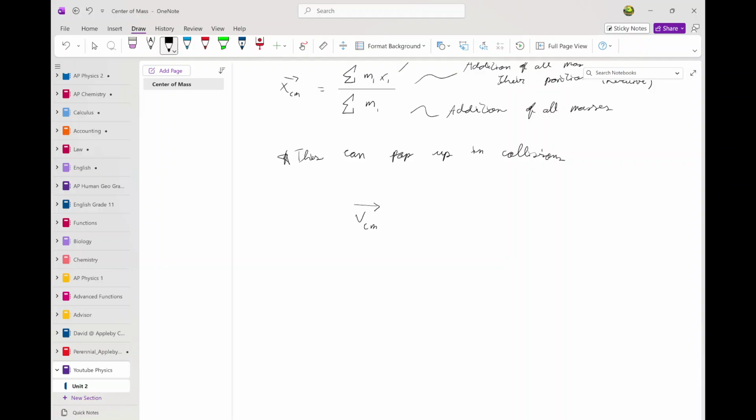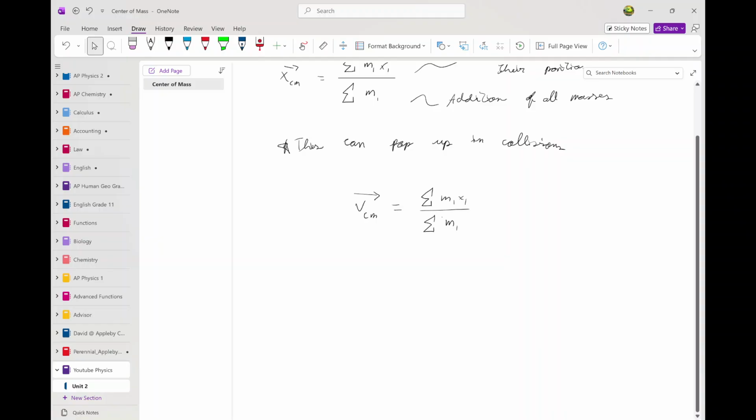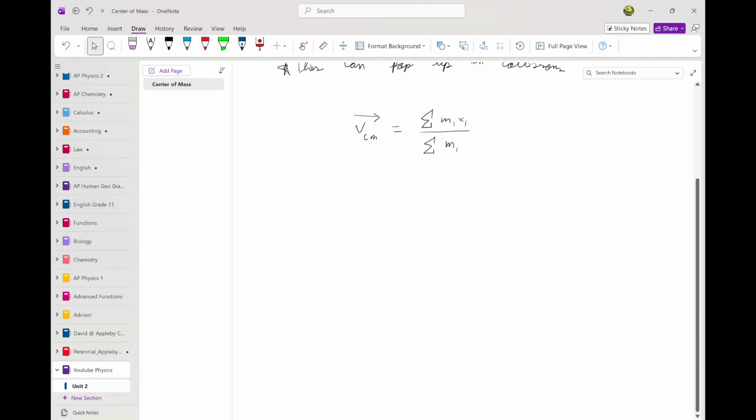Keep in mind these are kind of vectors, because they have the position relative to something. So same thing, same formula. Let's say you wanted to derive this equation, right?